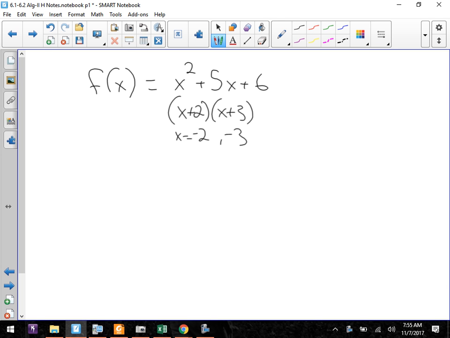Now, the zeros of a function are where they cross which axis? The x-axis. So I know that this being a parabola, a positive x squared, which way are my tails pointing?